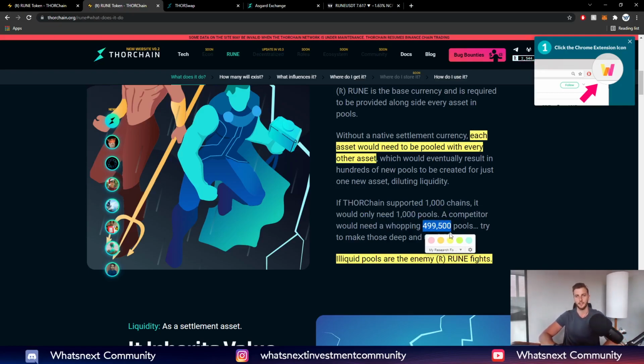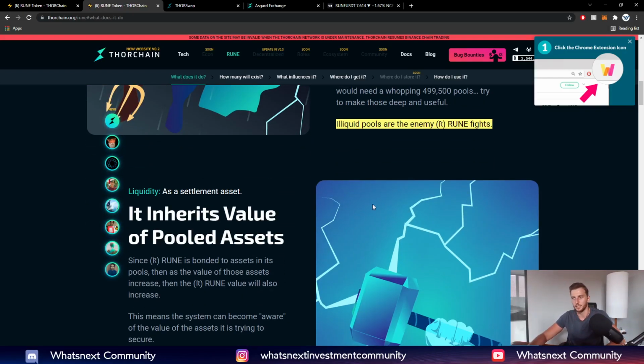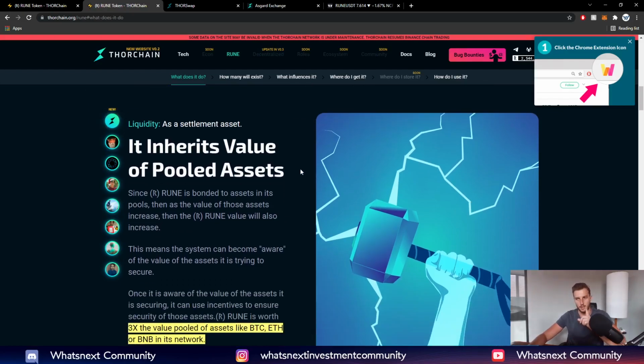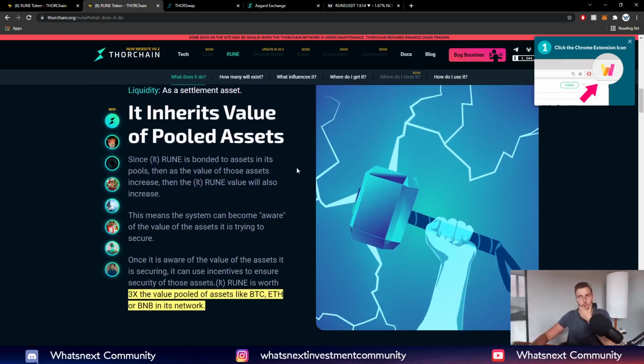Now, you can imagine that it is a lot easier to provide good liquidity or have enough assets to support 1,000 pools instead of 500,000 pools, because you would be using the same amount of assets. You either spread them over 500,000 different pools or over only 1,000 pools. So here's the thing, illiquid pools are the enemy that Rune is fighting. So now, how does it work further?